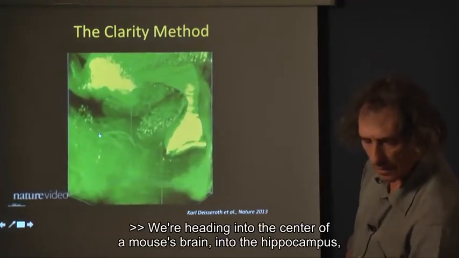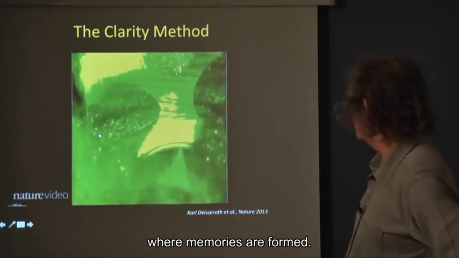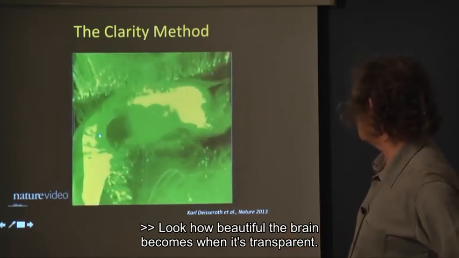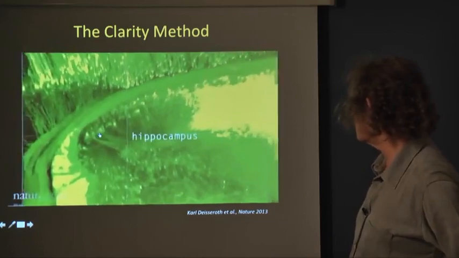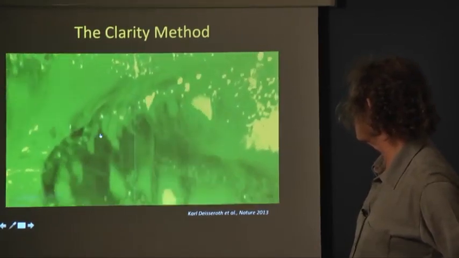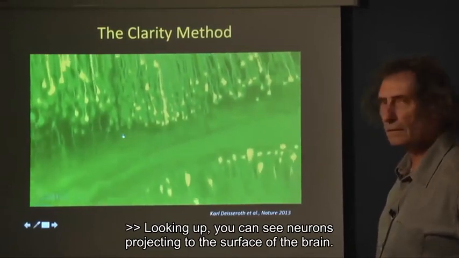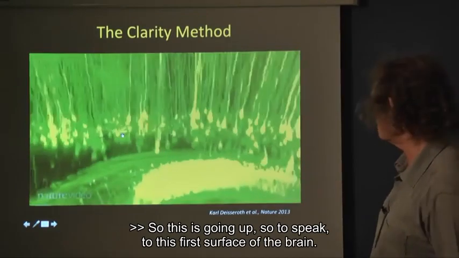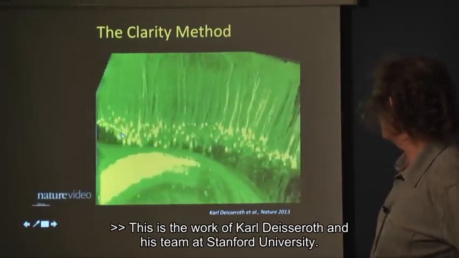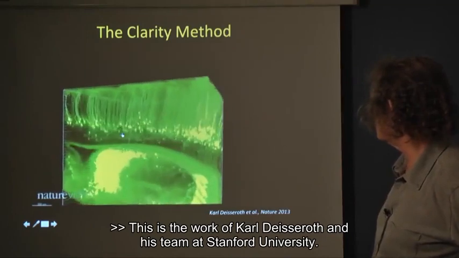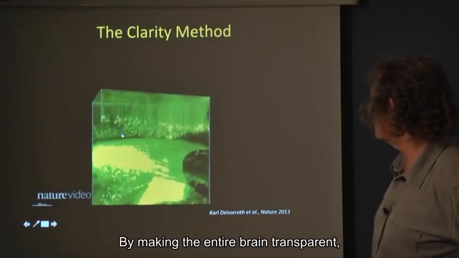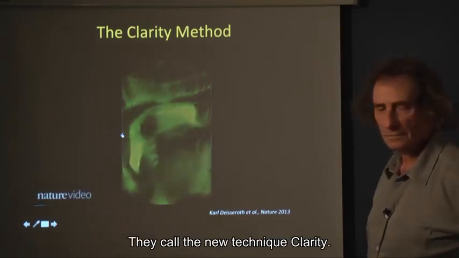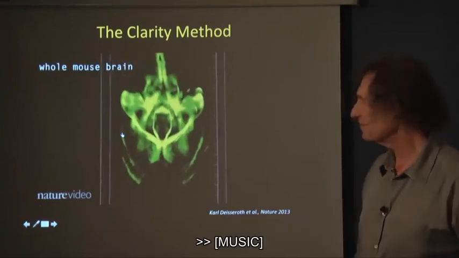We're heading into the center of a mouse's brain, into the hippocampus where memories are formed. Look how beautiful the brain becomes when it's transparent. Looking up, you can see neurons projecting to the surface of the brain. So this is going up, so to speak, to the first surface of the brain. This up. is the work of Carl Diceroth and his team at Stanford University. By making the entire brain transparent, they were able to image it using a light microscope. They call the new technique clarity. Clarity. The brain becomes clear.